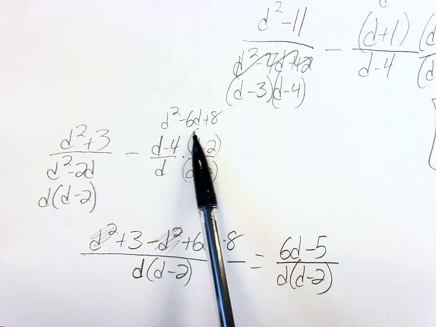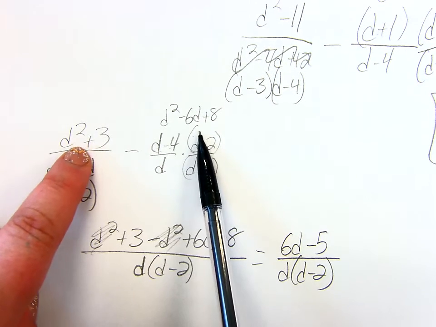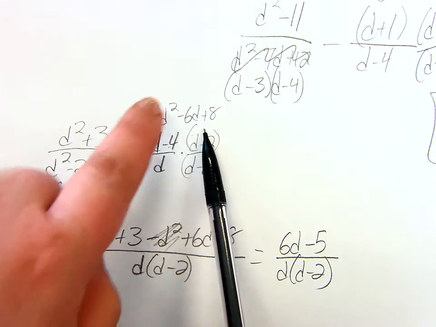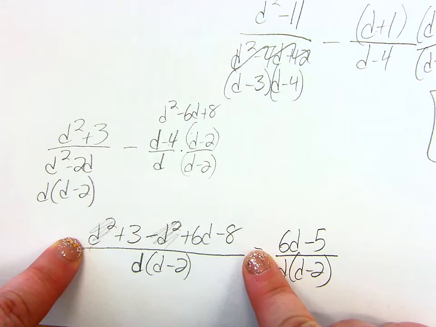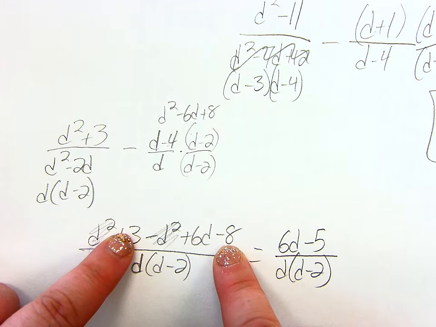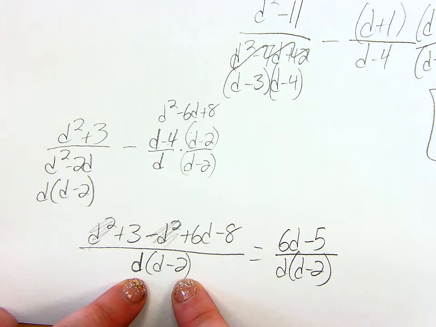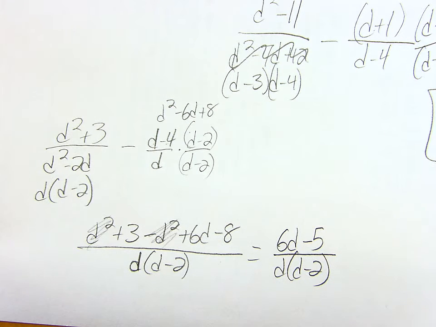But then, when you actually do the subtraction, you'll have this first numerator, d squared plus 3, and then you need to subtract each of those 3 terms. So that's what I put down here. There's my first numerator minus each of those 3 terms in the second, all over that common denominator. Combine your like terms, and you should end up here. And since nothing cancels, I'm done.